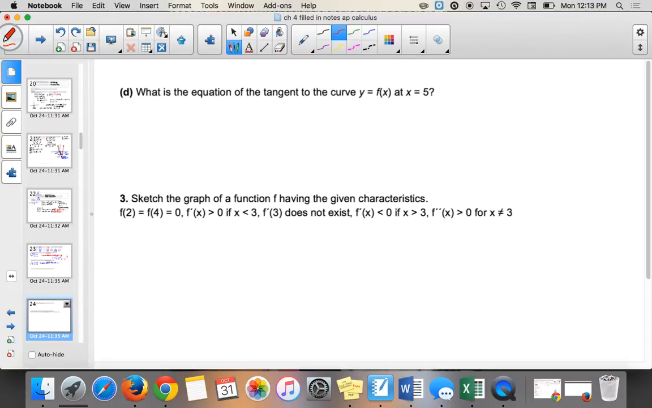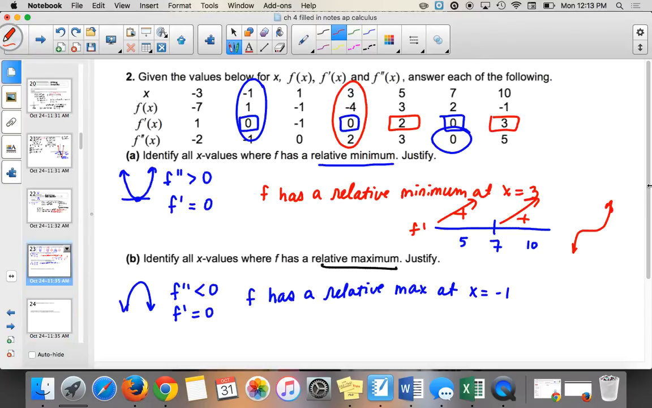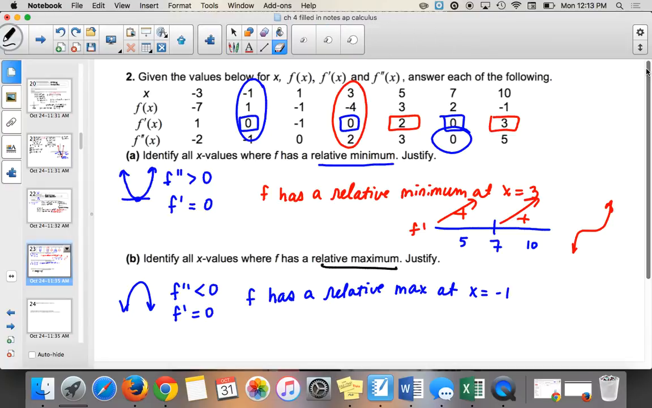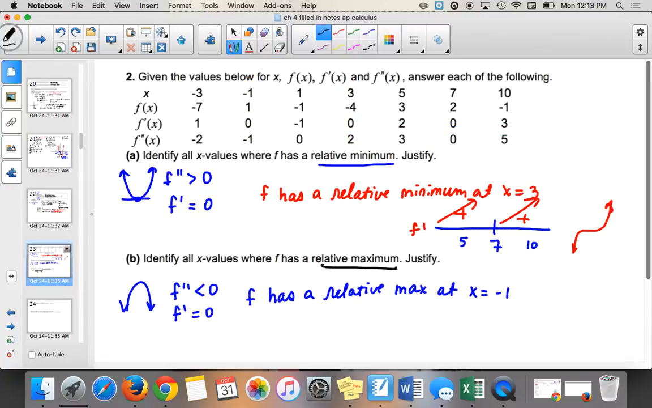All right, and then did I skip a C? Is there a part C? All right, identify all x values where f has a point of inflection. So in order to have a point of inflection, we need f double prime to change sign. We always memorize that. F double prime changes sign. So where does f double prime change sign? We look at our chart, and we're like, okay, we went from negative, negative to 0 to positive. It's right there. It changes at 1.